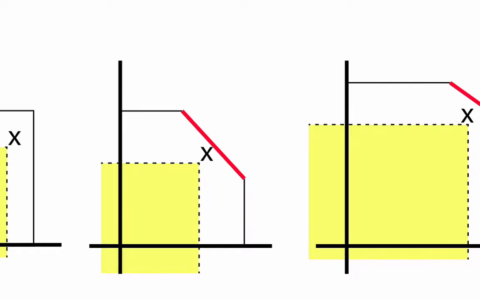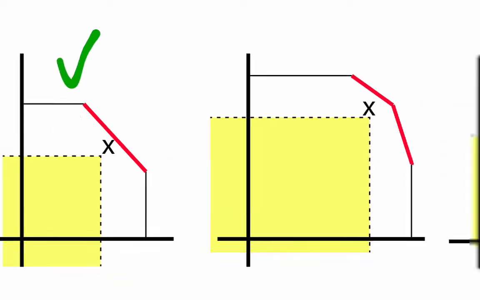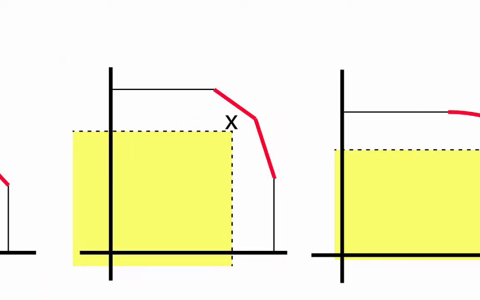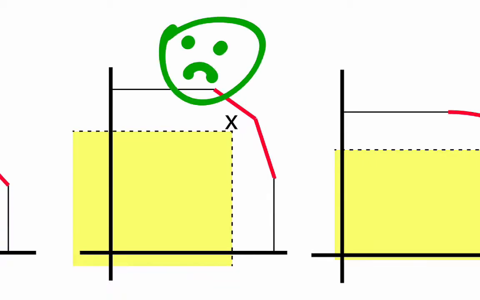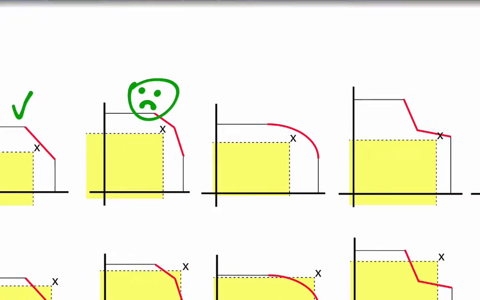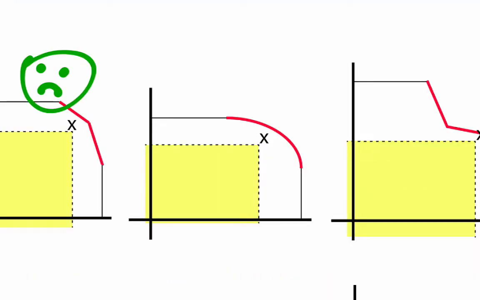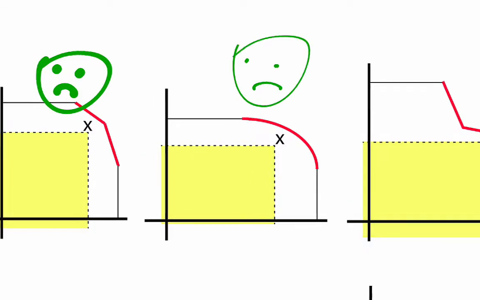What about this? Yes. What about this? No, it's not. Right? What about this one? It's a very thick non-smile. That's not either. So why is this one not?